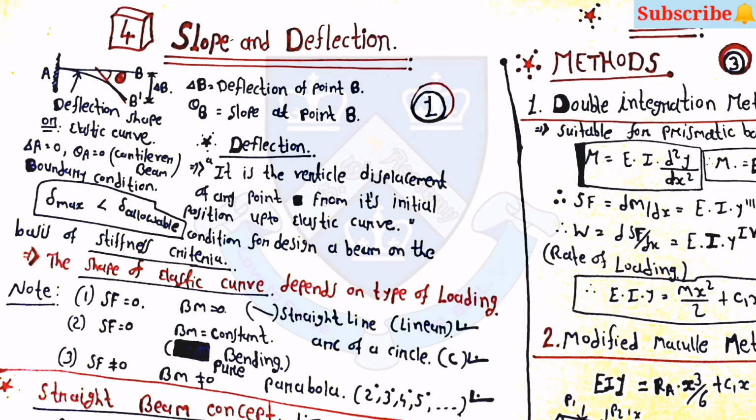Here note that if SF is equal to 0, then BM will be constant, and the diagram will be like a straight line, a linear curve. Then if SF is not 0, then BM will vary, and the shape of the BM will be like an arc of a circle. Then if SF is not equal to 0 and BM is also not equal to 0, then the curve will be like a parabola, and it will be of second, third, fourth or any order of degree.